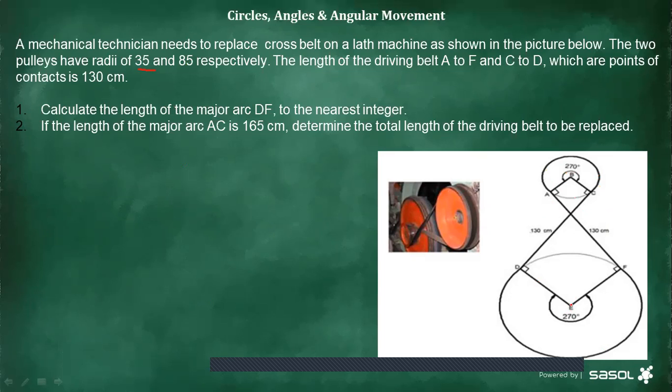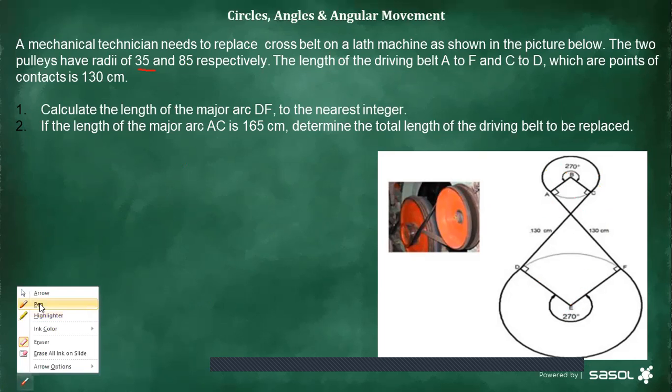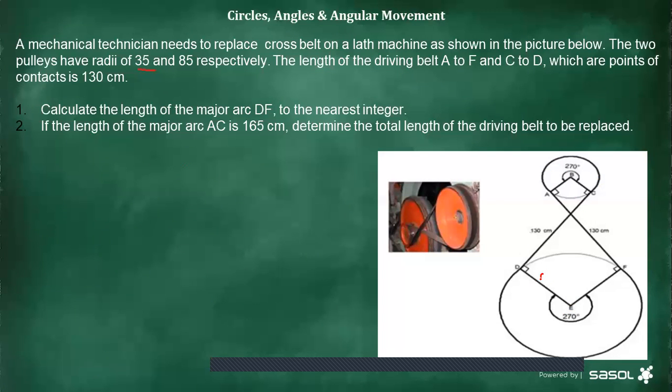So that is the radius. This is going to be the radius, which is 85. This is 85. And then this one, of course, is 35. Now, the first question that we have to answer is: calculate the length of the major arc DF. Where is DF? This one, the major one. We need to calculate the arc length of DF to the nearest integer.